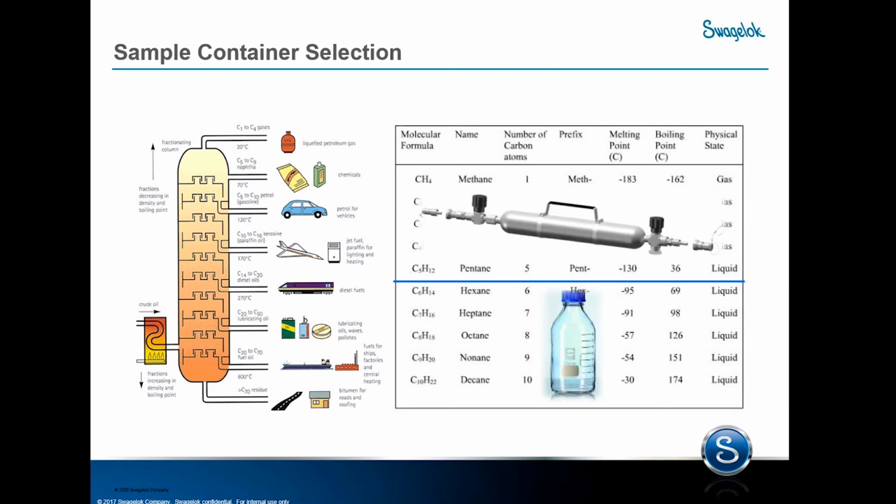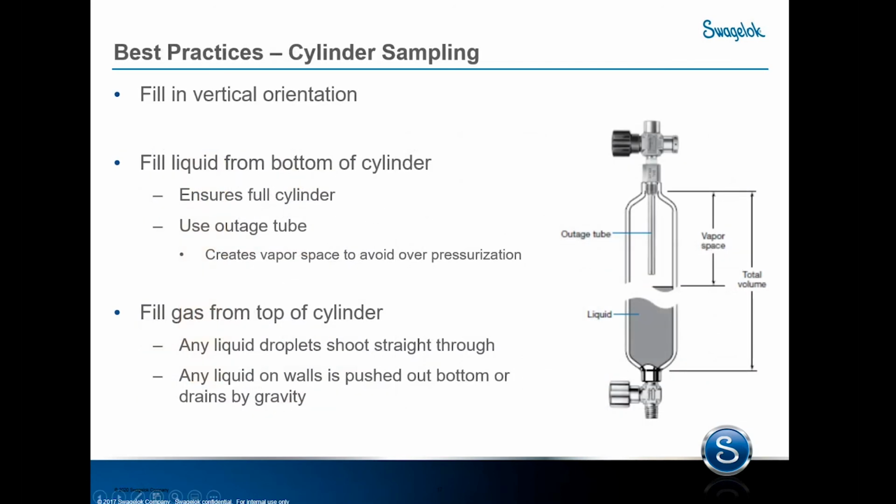Anything above the line is either a gas or a volatile liquid, so we would want to use a sample cylinder. Anything below the line would be non-volatile liquid, and we could use a bottle if we wanted to. So if we're going to use a cylinder, there's a few basic rules to follow. There's some debate about whether a cylinder should be oriented horizontally or vertically. It's our stance that orienting the cylinder vertically is the best practice.